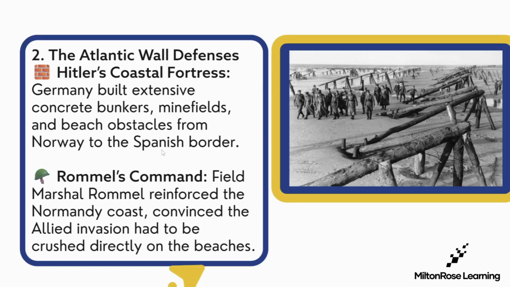He put Field Marshal Rommel, one of his best generals, in control of the Normandy defences to reinforce especially that Normandy coast, and was convinced that the Allied invasion had to be crushed directly on the beaches. That was Rommel's perspective, that when the Allies land, you just hit them as hard as you can and try and drive them into the sea. Okay, that was basically the strategy.